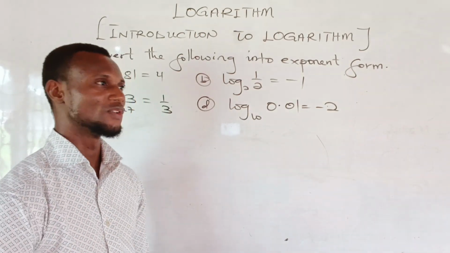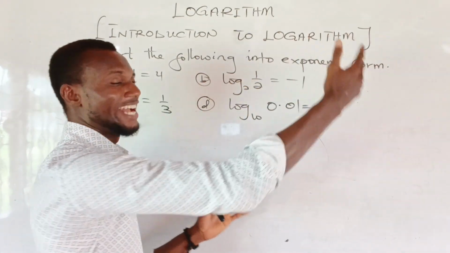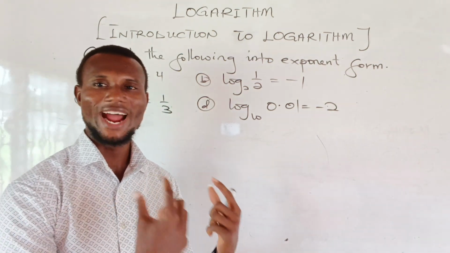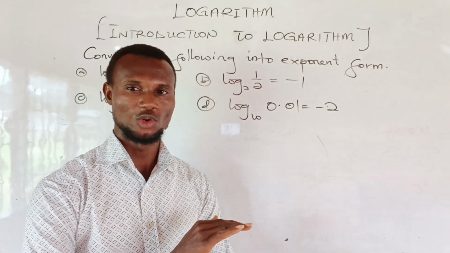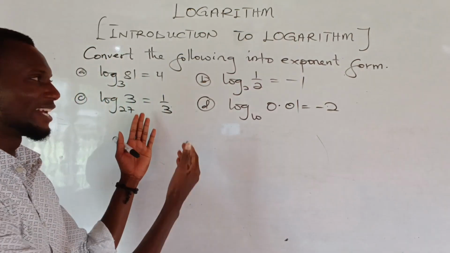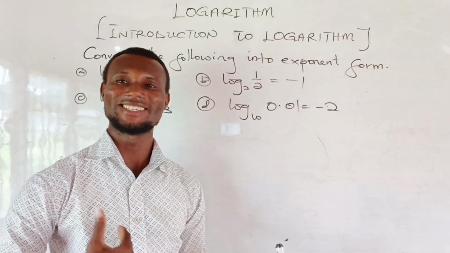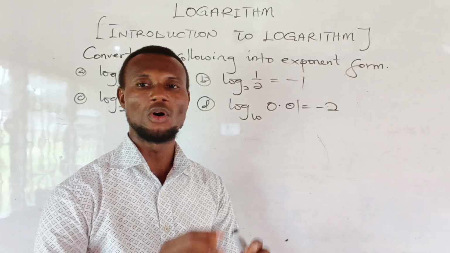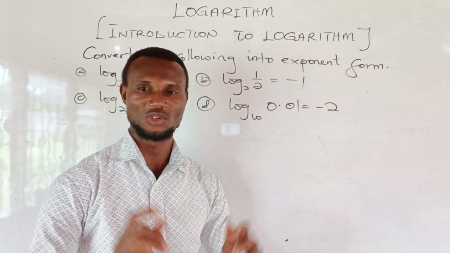The question is saying that we should convert the log equations that I have on the board into exponent form. All that it means is that we are going to write the log equations in a form that does not contain log again. As simple as that. That's converting the log equation into exponent form. It means that you are going to write it in a form that does not contain log anymore. There will be no more log inside it. It's very simple and straightforward. So that's what we are going to do.